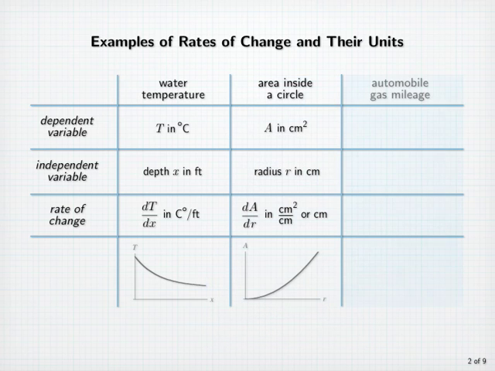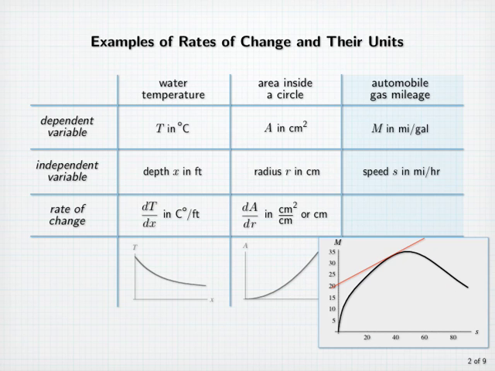Now let's think about automobile gas mileage. Let's let capital M denote mileage in miles per gallon. That's our dependent variable. We may be interested in the relationship between mileage and cruising speed S in miles per hour. M might have a graph that looks something like this.